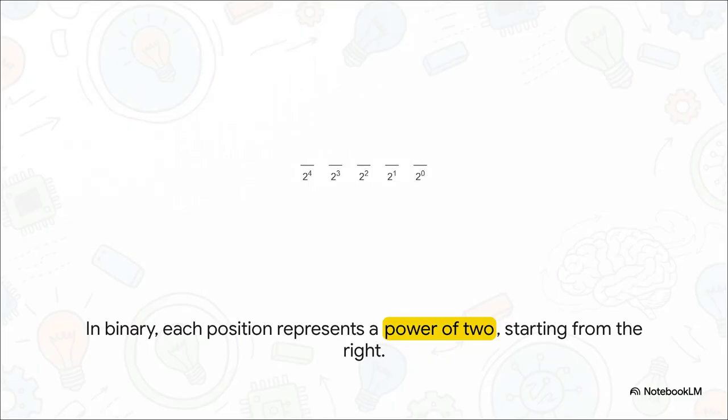Let's actually look at how this works. If you start from the right, that first spot is the ones place. That's just 2 to the power of 0. The next spot over is the twos place, then the fours place, then eights. You see the pattern, right? It just doubles every single time we move one spot to the left.